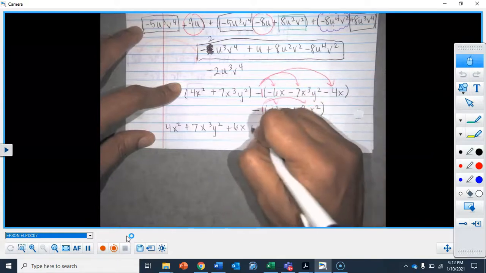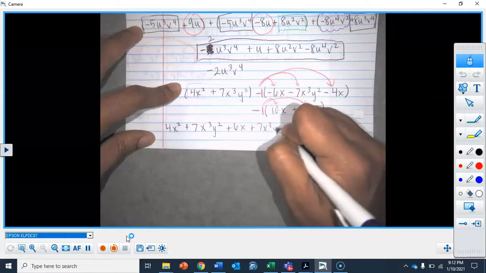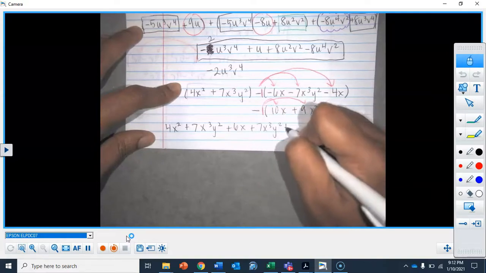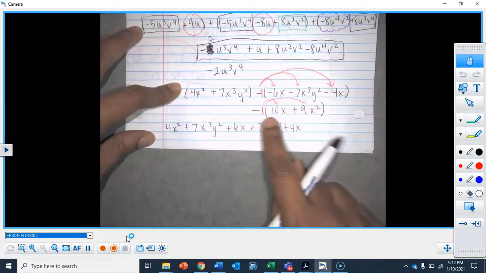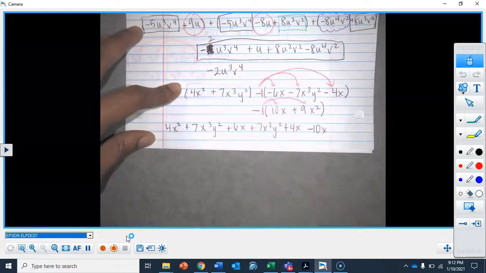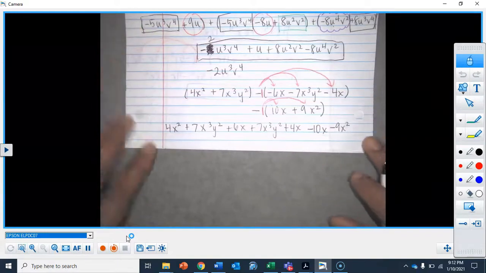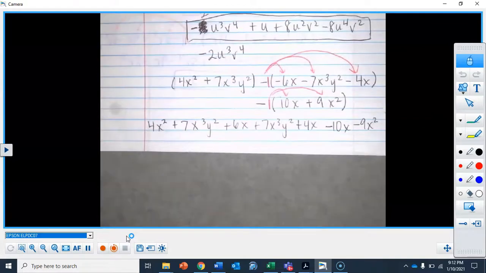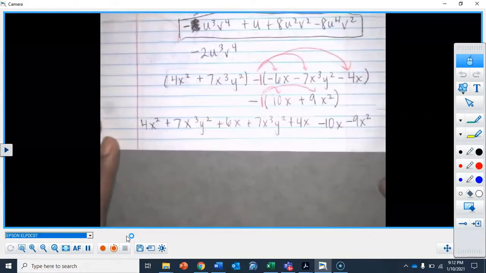This becomes a plus 7x cubed y squared, and then a plus 4x, and then again -1 times this 10x is a negative 10x, and then -1 times that 9x squared is a negative 9x squared. And I got all my terms there. All right, so very carefully we'll zoom in. And again, we're just going to be really careful on our like terms.